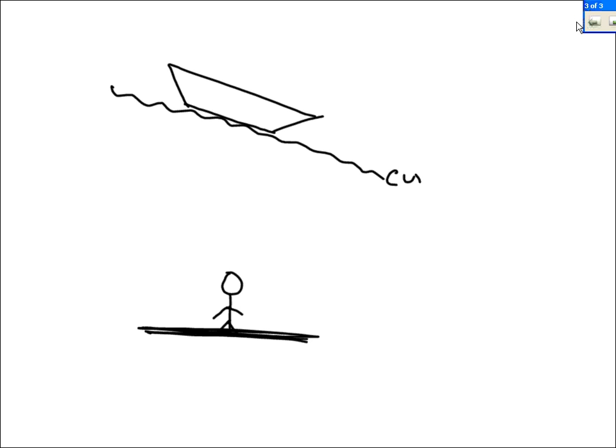Now, if the current is, say, 2 miles an hour, well, first, what does that mean? That means in this direction, the water is moving 2 miles an hour. That is, if nobody's in the boat, there's no motor, nobody's rowing, the boat is just in the water. Well, right now it's here, and an hour later, it will be 2 miles away. It moves 2 miles an hour. The water moves. And the boat being in the water, it moves.